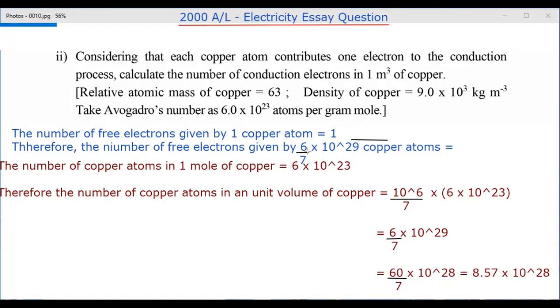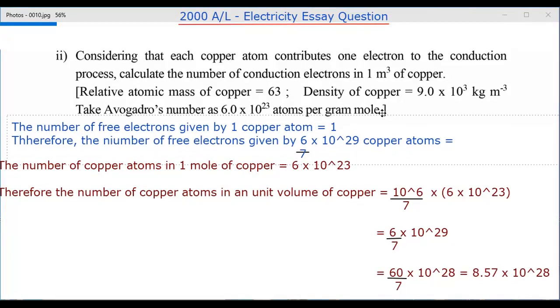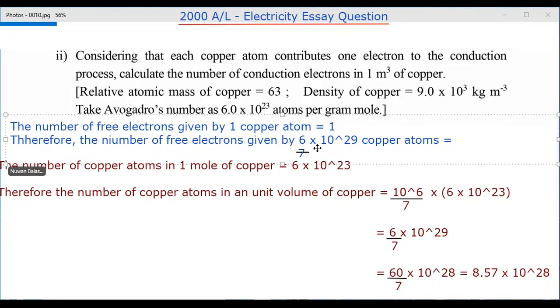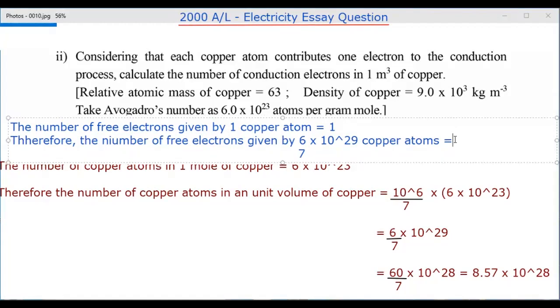If one copper atom gives one free electron, how many free electrons will be given by 6/7 into 10 to the power 29 copper atoms? Somebody please tell me here. 8.57 into 10 to the power 28. Yes, dear, same, that is also 6/7. One atom, one free electron.